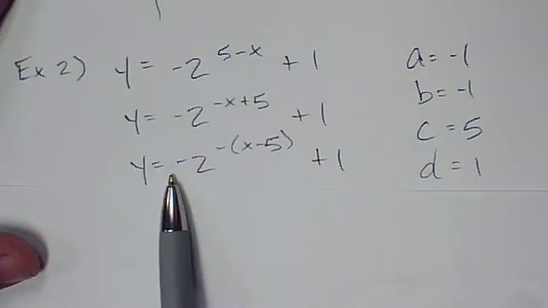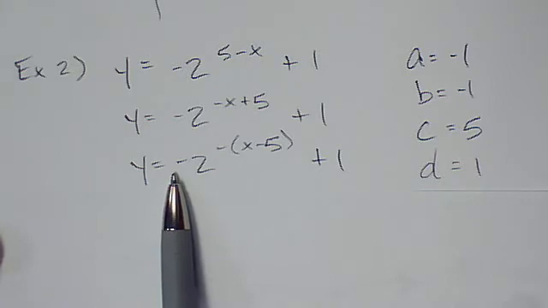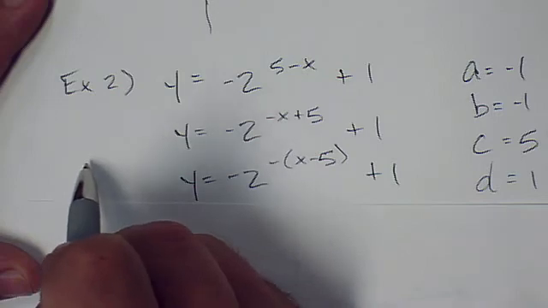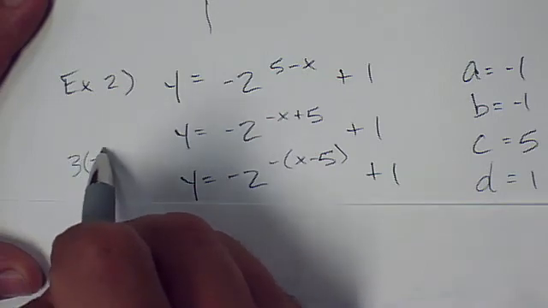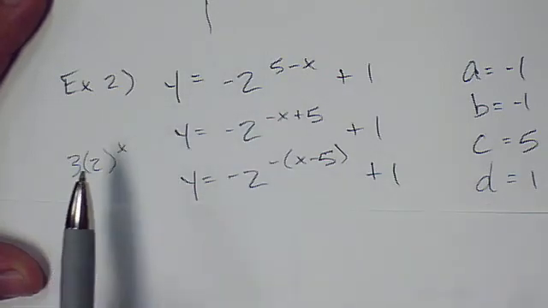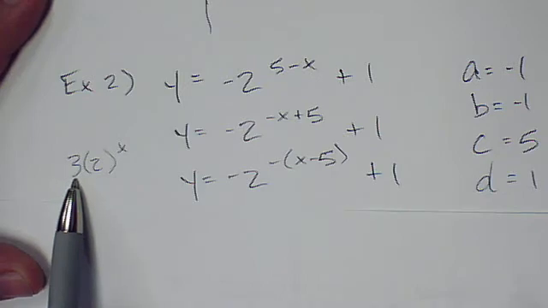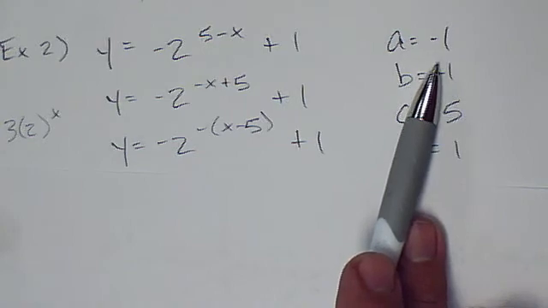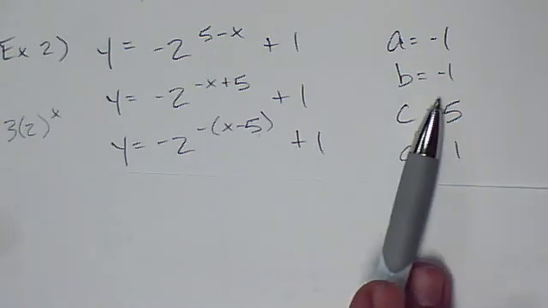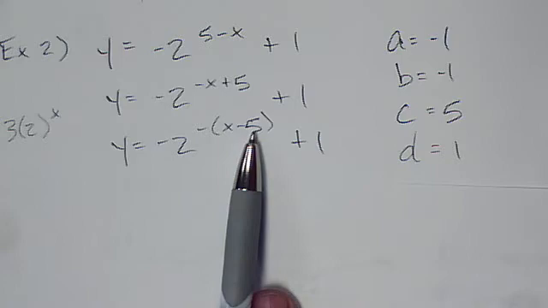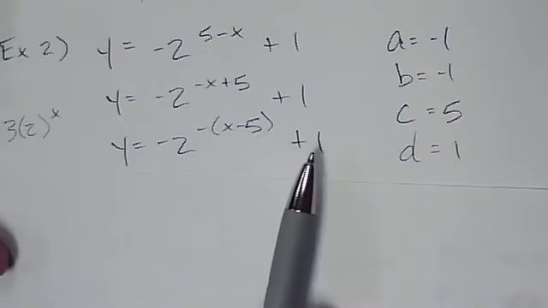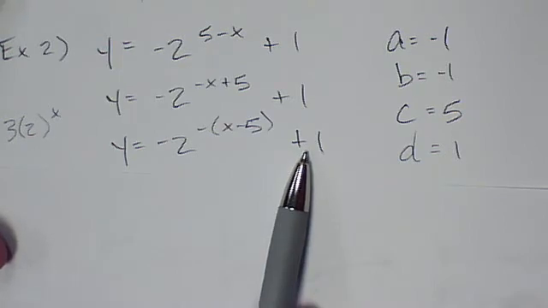So you would have to have another coefficient out front. So let's say that I had an a of 3. It would look like this. That would be an a of 3. Okay, so this a is -1. The b is also -1. The c is 5. If this is x minus c, the c is 5. And the d is a +1.